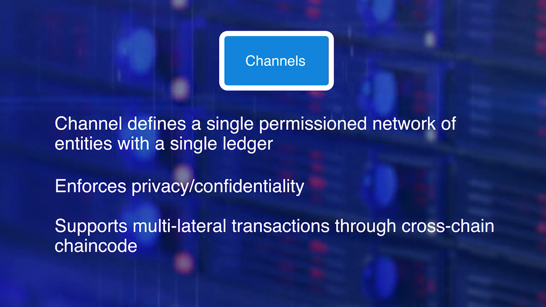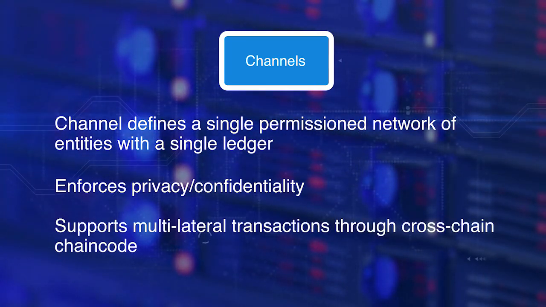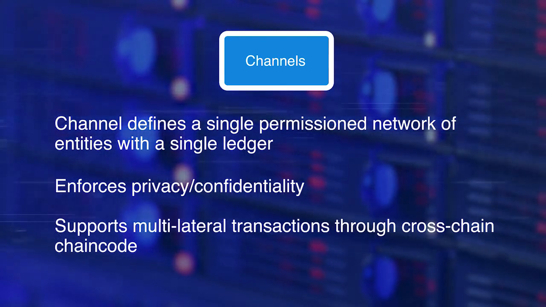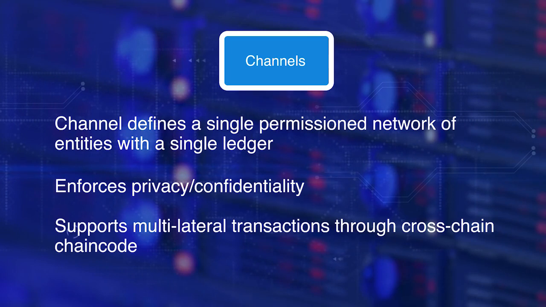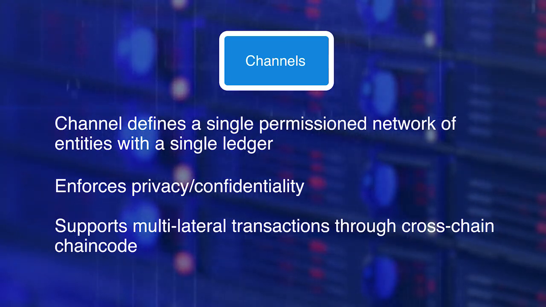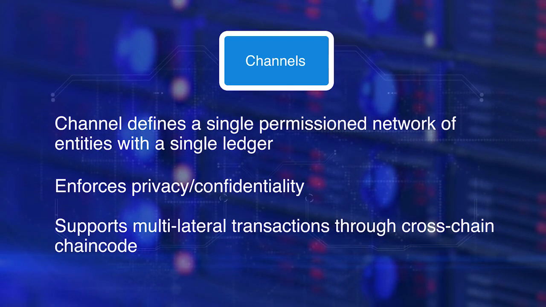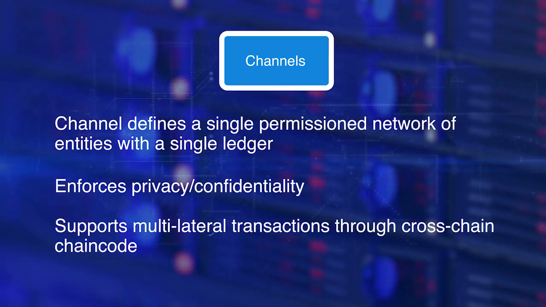Channels also provide the ability to support multilateral transactions among competing businesses and regulated industries through cross-chain chain code. In this case, each private business consortium operates on its own private network with cross-chain transactions controlled by policies implemented in the chain code.